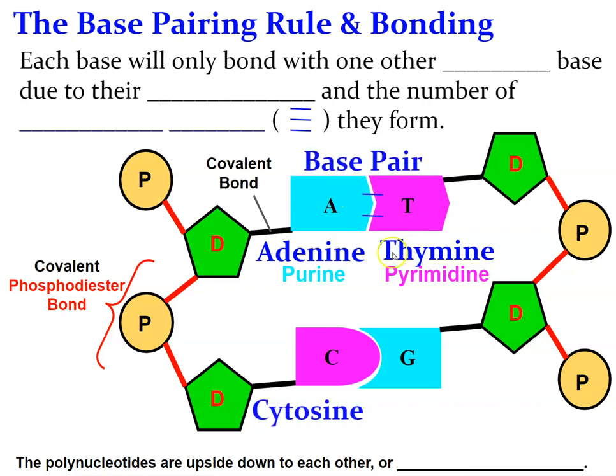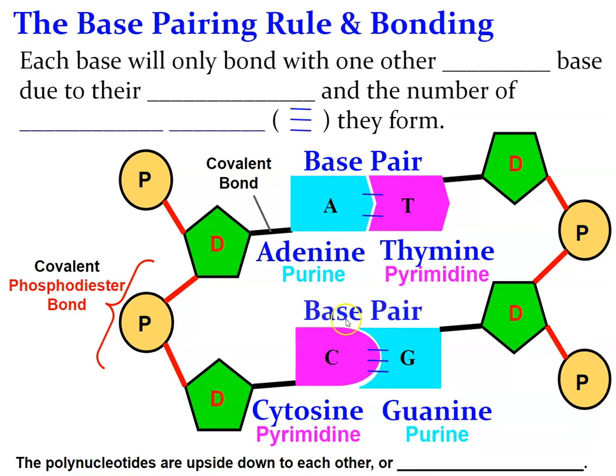So that's a base pair. And then we've got cytosine and guanine, that's also a base pair, one purine with 1 pyrimidine. But they want to form 3 hydrogen bonds. So again, it's a combination of their structure. So each base will only bond with one other specific base, and that's what makes it a rule. Will only bond with one other specific base due to their structure and the number of hydrogen bonds.